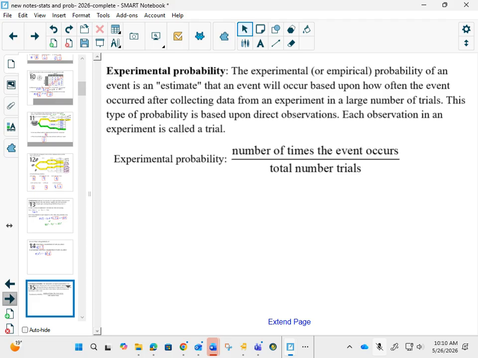So that might make us think it should be 50-50. But is it guaranteed that it's 50-50? No.